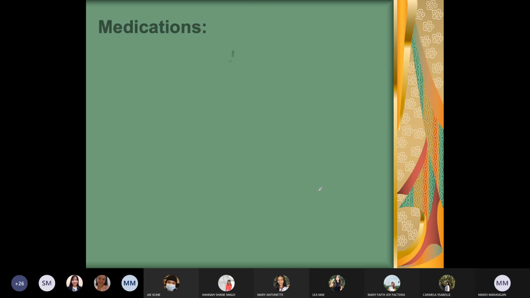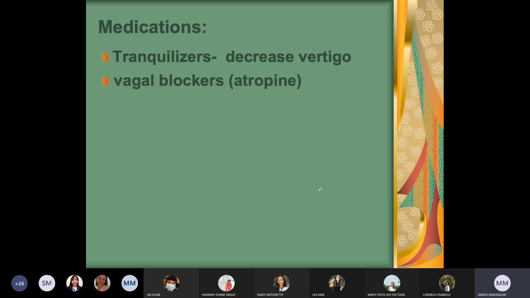Okay. So for the medications, to decrease the effect of vertigo, then patulugin mo yung patient. Right? You give tranquilizer. Bigyan mo ng mga Ativan, yung mga ginagamot nyo sa mental patient, di ba? Tranquilizer. So, pag tulog ang patient, di walang vertigo.